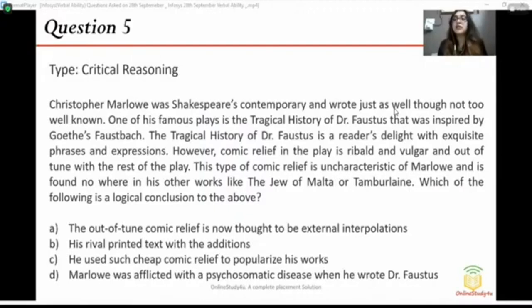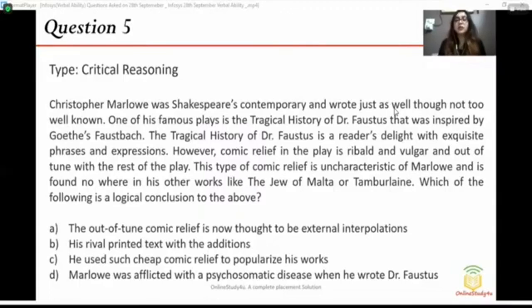This type of comic relief is uncharacteristic of Marlowe and is found nowhere in his other works like The Jew of Malta or Tamburlaine. Right, so it's saying that he generally does not write this type of comic relief, and that's why we have not observed it in any other piece of his work. Okay, now it says which of the following is a logical conclusion to the above. So whatever has been given above, we need to find out what is the logical conclusion to this particular question.